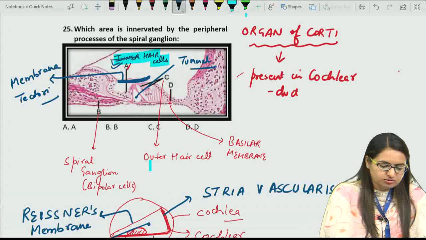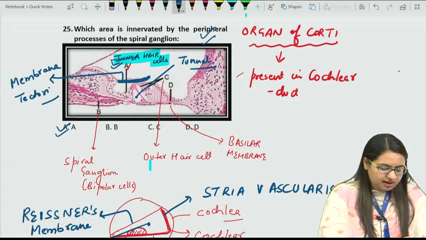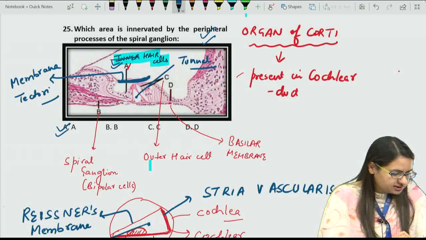Now if we come back to the question, it says which area is innervated by the peripheral process of the spiral ganglion. So mainly the fibers are coming from inner hair cells, that is A. So the answer for question number 25 is A.